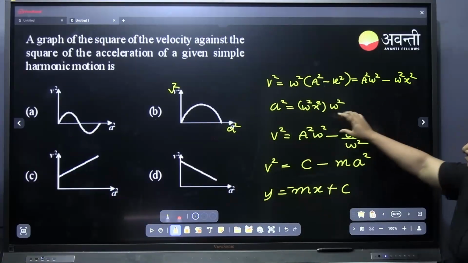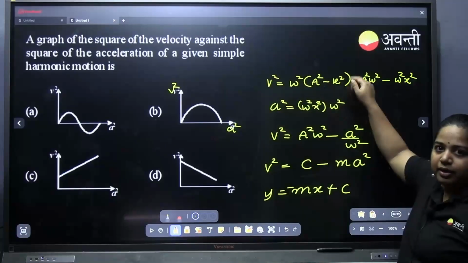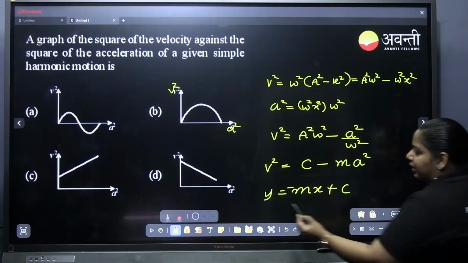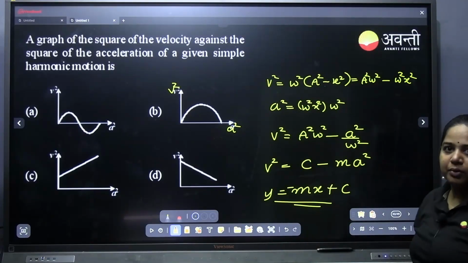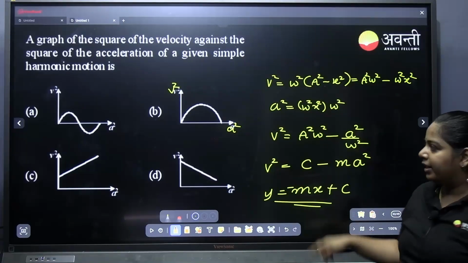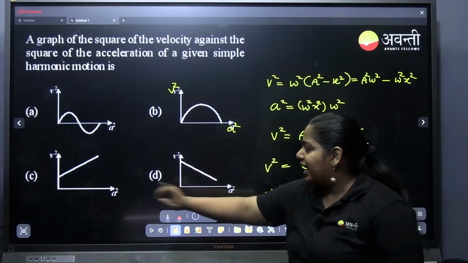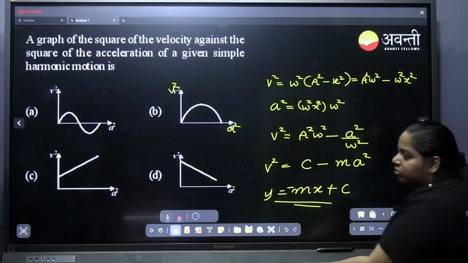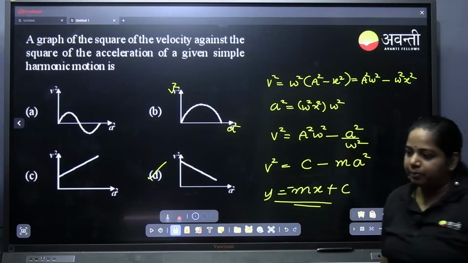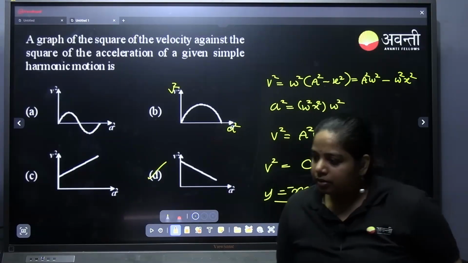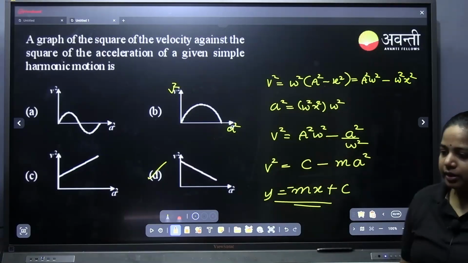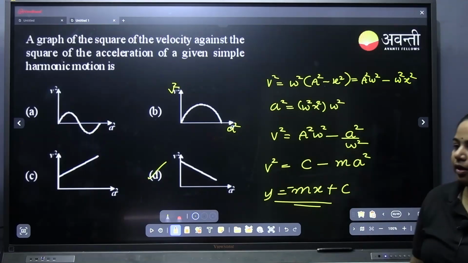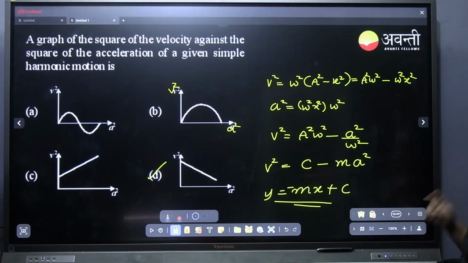Okay, I just substituted A square in and combined A square and V square together. On comparison, I will get y equal to minus mx plus c, same equation. It's an equation for a straight line. So A and B is not the answer. Among C and D, here it is a negative slope, minus m. So option D, negative slope. Is that clear for all? Okay, then we can move to the next question.